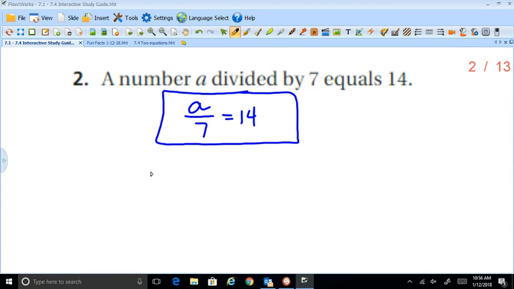Let's pretend you had to solve that problem. Now, if you had to solve that problem, you want to isolate the variable. You want to get a by itself. You want to undo this divide by 7 by multiplying both sides of the equation by 7. And that would cancel out, and that would leave us with a equals 98.